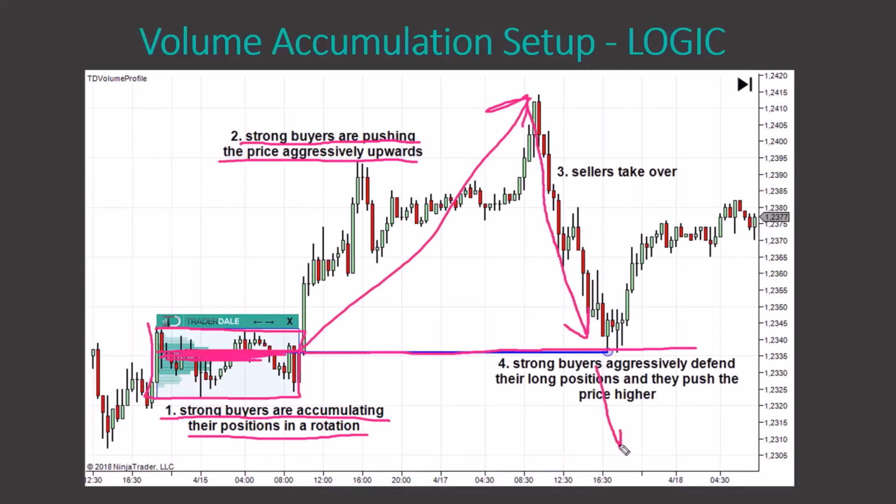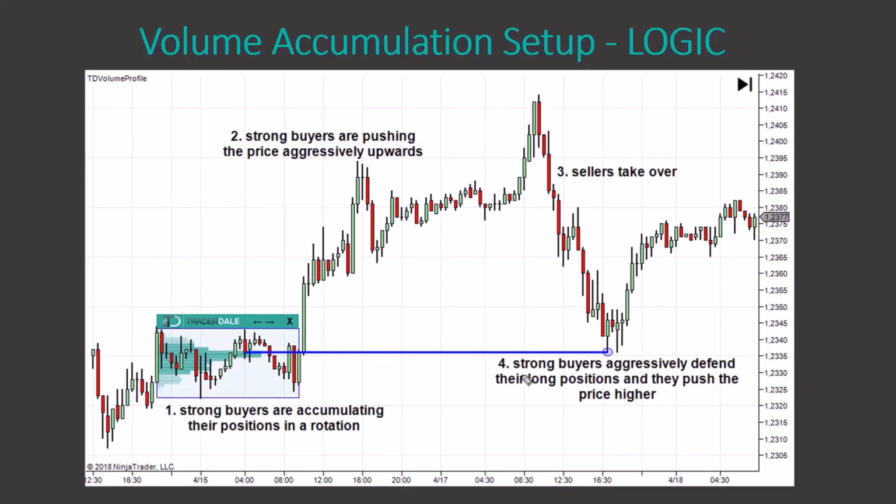If the price goes past it, then those guys will start losing money. This zone is important for them. They accumulated their positions there and then they push the price upwards from there, right? So they don't want to see the price go below that place where they placed their positions, right? So what they do is that those buyers, strong buyers, aggressively defend their long positions and they push the price higher. This is strong buyers defending their long positions. So this is a first factor that drives the price upwards from the heavy volume zone.